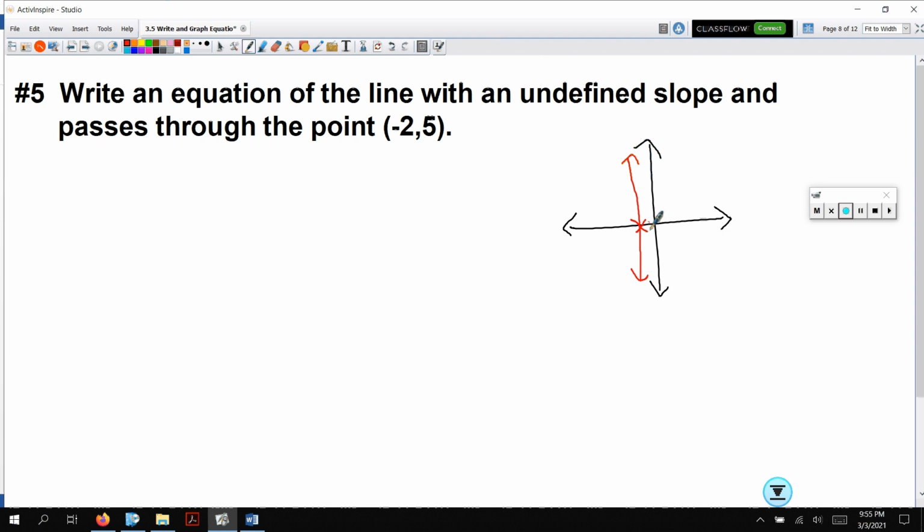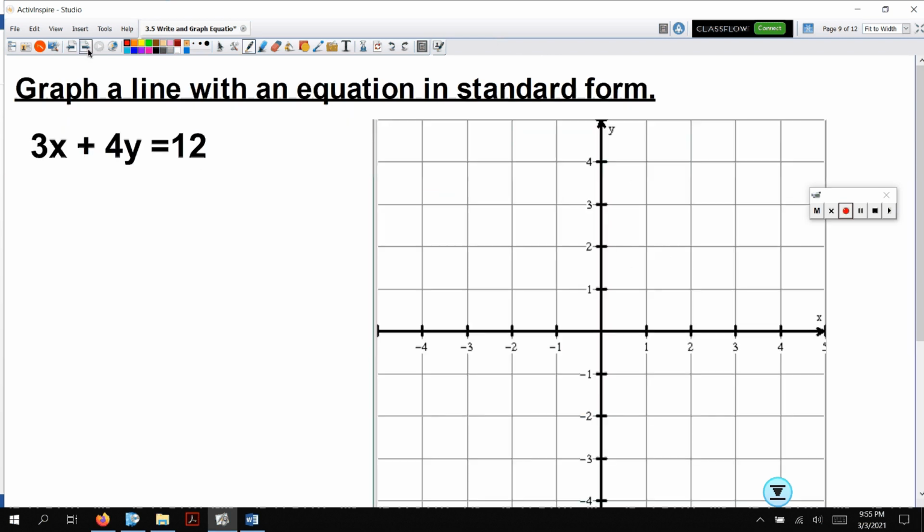So when it intersects the x-axis, every single point on this line is going to have the same x coordinate. It's a vertical line going straight up and down. So we just simply look at this x coordinate. X is equal to negative 2. That is the equation of the line with an undefined slope that passes through the point negative 2, 5. Okay? Undefined slope, vertical lines.